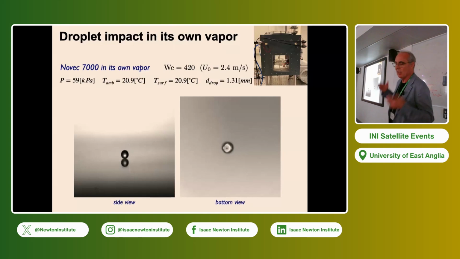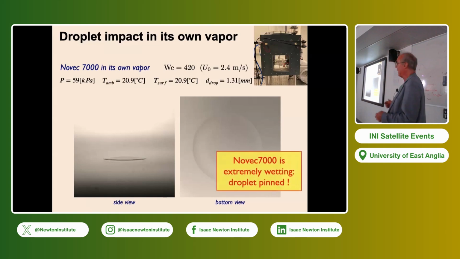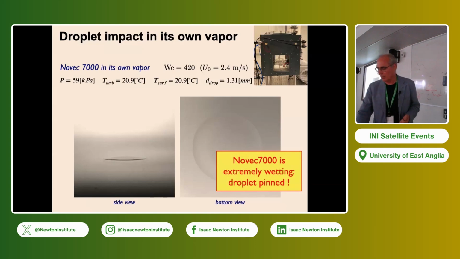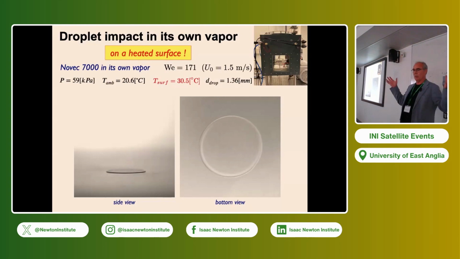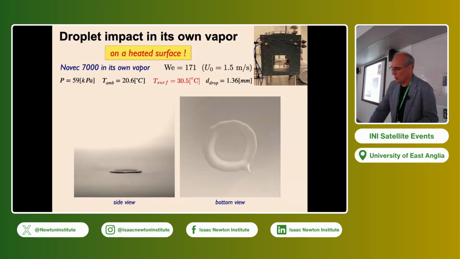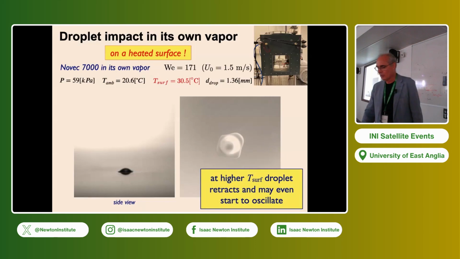Here you see a typical impact at 20 degrees Celsius on a substrate that is also 20 degrees Celsius. The movie is still running because Novec 7000 is extremely wetting, and what happens is that the droplet is pinned in the process. Now, if we heat the substrate, then this is what you will typically see. The droplet actually contracts, and from a bottom view, you see how that looks. At a higher surface temperature, the droplet retracts and may even start to oscillate.